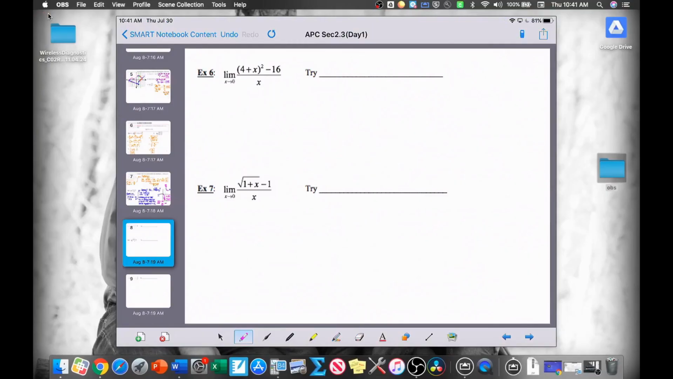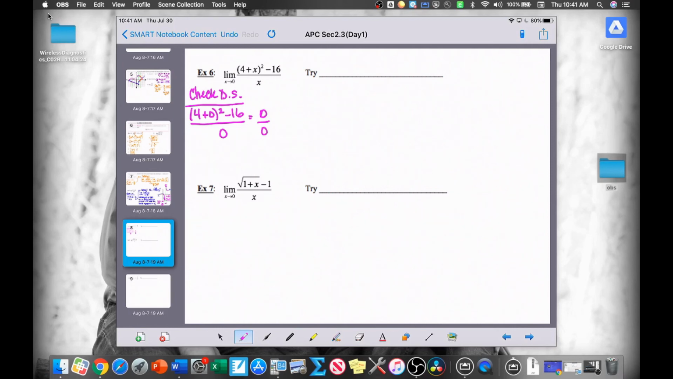In example 6, we can start by checking direct substitution. And if we plugged in x equals 0, we would have 4 plus 0 squared minus 16 over 0. We can already see that that's a problem. But in the numerator, 4 plus 0 is 4. 4 squared is 16. And 16 minus 16 is 0. So we end up with 0 over 0.